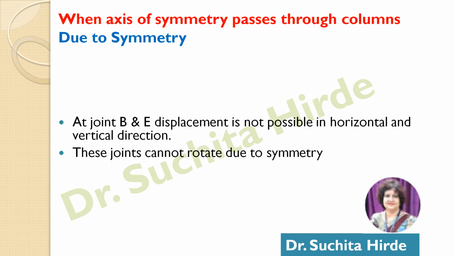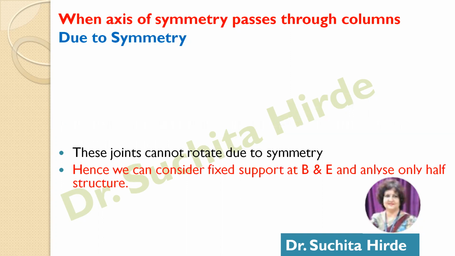In vertical direction, why the displacement is not possible? Because we have assumption that neglect axial deformation. In horizontal direction, why the displacement is not possible? That is because of symmetry. So at joint B and E, displacement is not possible in horizontal and vertical direction. Then these joints cannot rotate due to symmetry. And therefore, we can consider fixed supports at B and E and analyze only half the structure. So this is when axis of symmetry passes through columns.